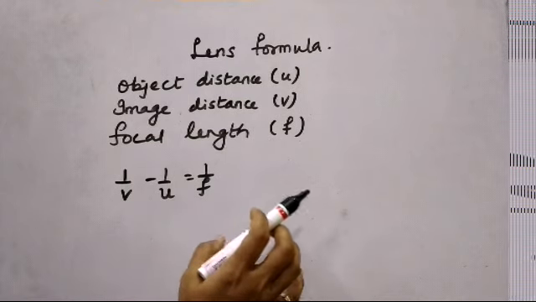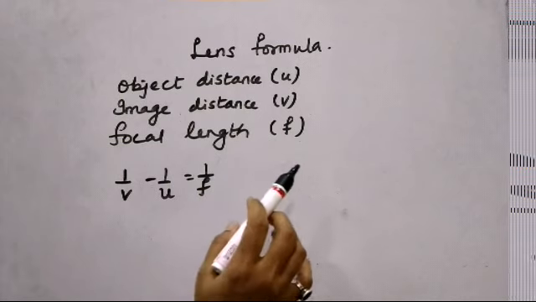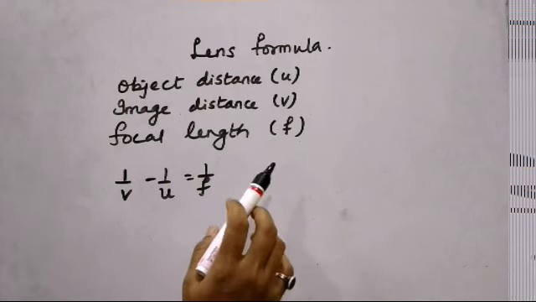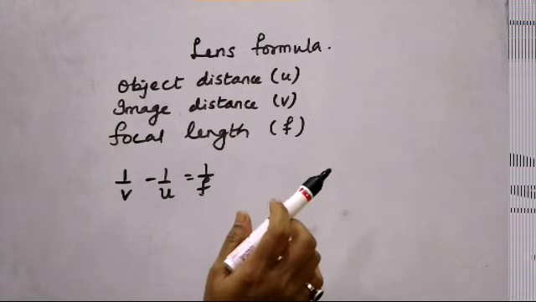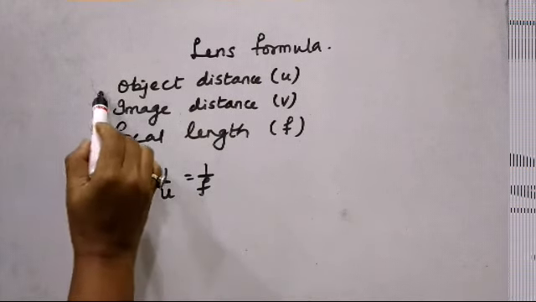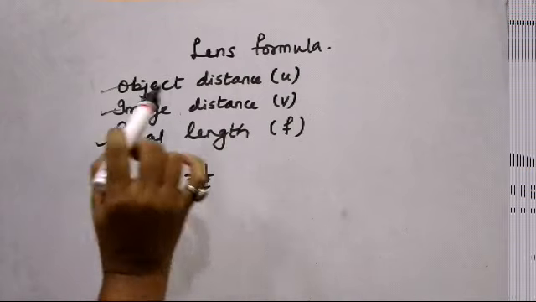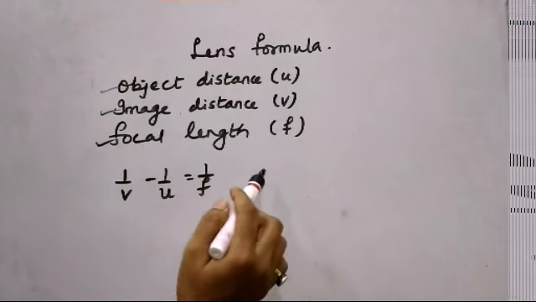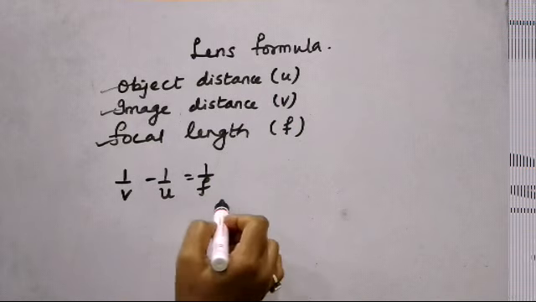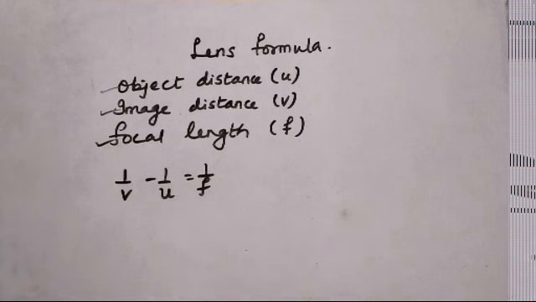I hope you have understood that object distance is represented by small u, image distance is represented by small v, and the focal length of the lens is denoted by f. And there is a relationship between object distance, image distance, and focal length of the lens. And this relationship between all these three is called the lens formula. Okay. What is the lens formula? 1 by v minus 1 by u is equal to 1 by f.